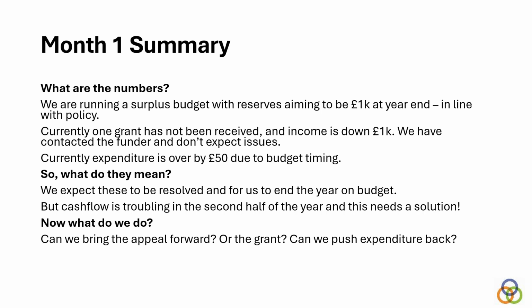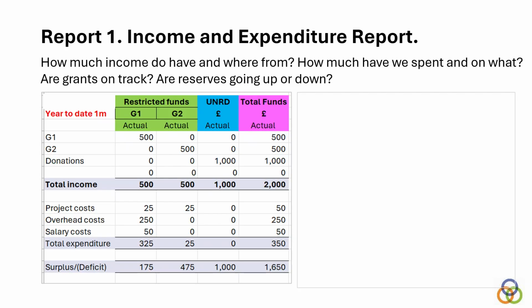And so the third question, what do we do? Well, how are we going to resolve this particular problem that we've got? Can we bring the appeal forward, push the grant back, push the expenditure back? So we've got one nice, neat, succinct summary: key numbers, what they mean, and what we need to do about them. Then we can look at the income and expenditure report.